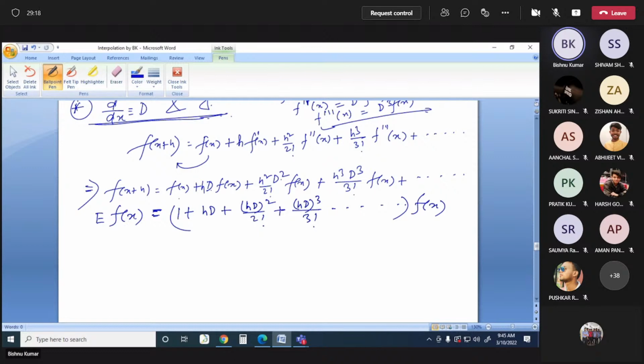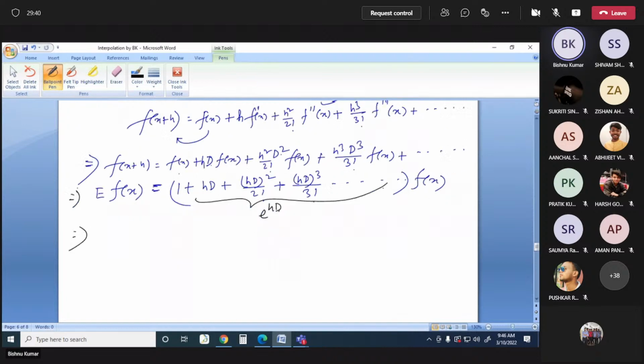The shift operator on f x is f of x plus h. So f x, you just cancel on both sides. And what is this expression? Inside expression, if I write in compact form, this is e to the power h D. Okay, so you cancel f x on both sides, so your shift operator is becoming e to the power h D.